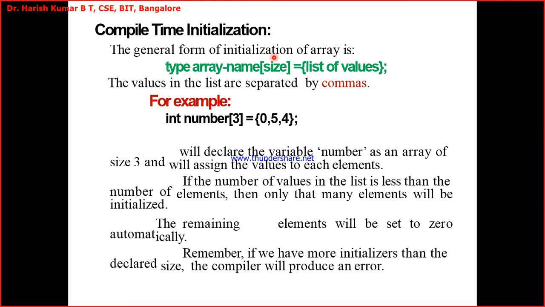So, compile time initialization. How do I initialize the one dimensional array at compile time? This is how we do it. I showed this in the previous slide too. You have to declare the type of the array, the name of the array, and since it is a one dimensional array, you should have only one subscript, equal to a list of values separated by commas, like this. This is how you can initialize the 1D array at the time of compilation, which is also called initialization at the time of declaration.